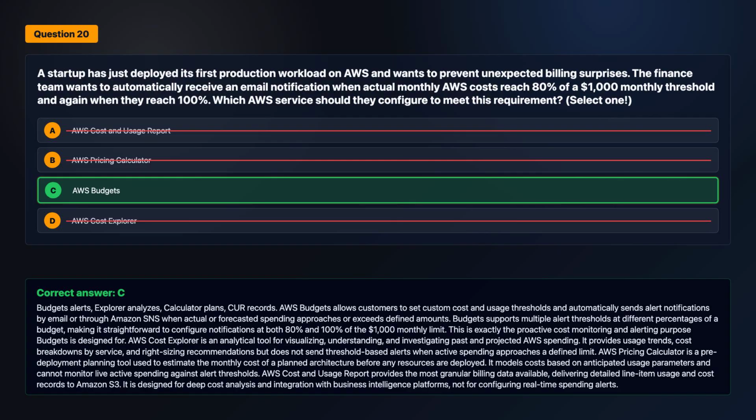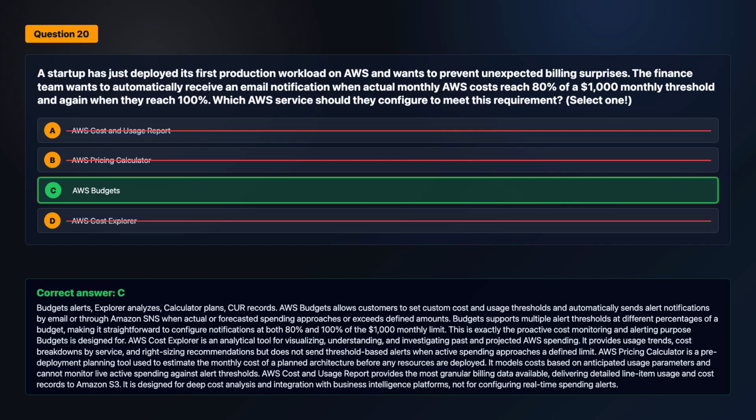AWS Cost Explorer is an analytical tool for visualizing, understanding, and investigating past and projected AWS spending. It provides usage trends, cost breakdowns by service, and right-sizing recommendations, but does not send threshold-based alerts when active spending approaches a defined limit. AWS Pricing Calculator is a pre-deployment planning tool used to estimate the monthly cost of a planned architecture before any resources are deployed. It models costs based on anticipated usage parameters and cannot monitor live active spending against alert thresholds.